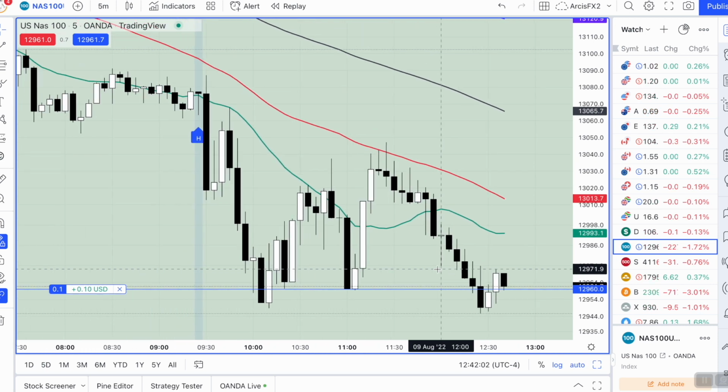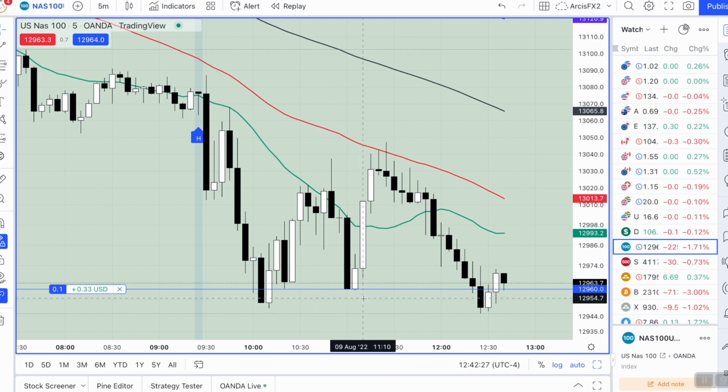So this is how you can trade off these levels fairly repeatedly. And in stock markets, these levels actually often hold several times in a row. They're not quite the same as currency markets. They tend to respect levels more vigorously. So we've had a break through that level where we got in. We've now come back, retested it, got back into the same trade.